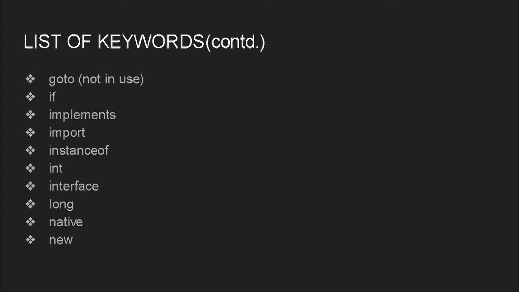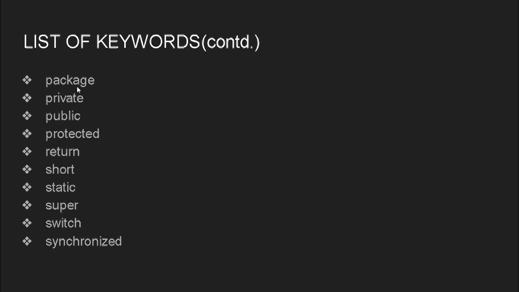Then after that new. It is mostly used to create an object of a particular class. That is where the new keyword is used, or we can even use it for allocating arrays. Then package. I already discussed what a package is. This particular keyword is used to create a package. The syntax is package, then after that the package name.